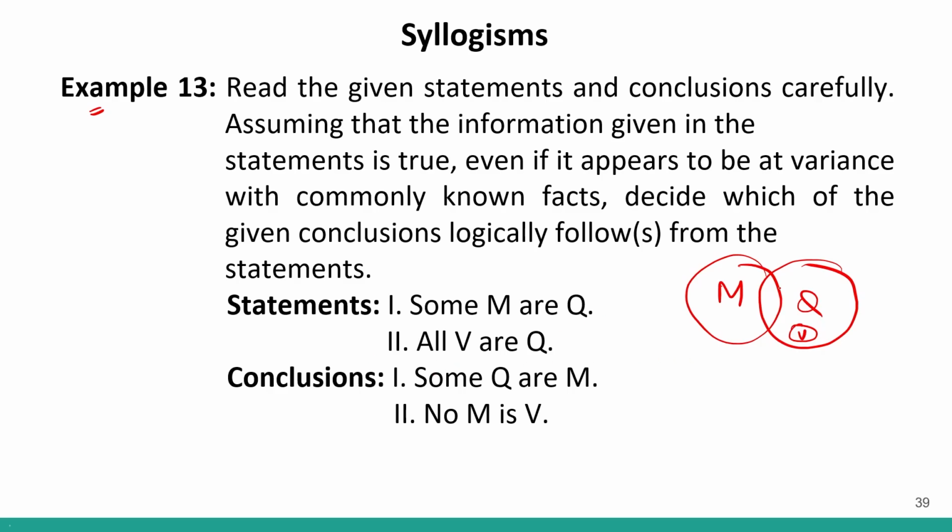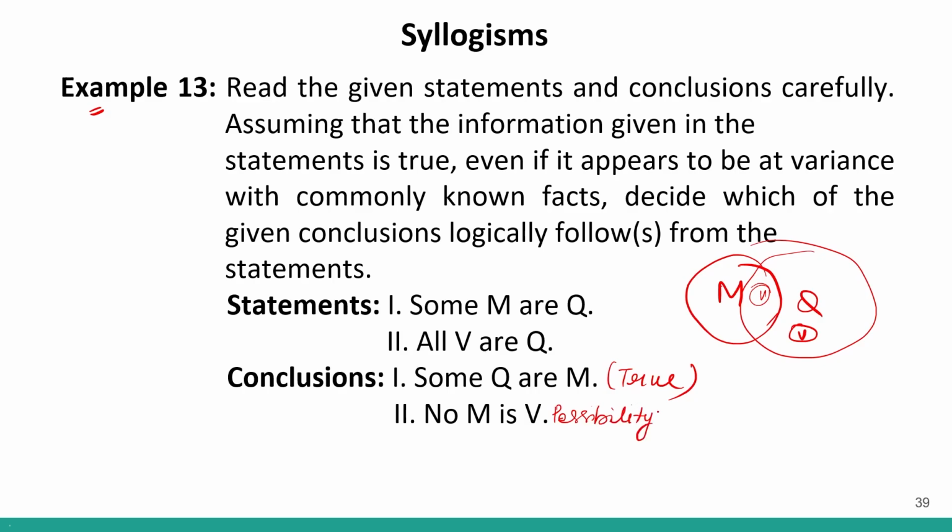First one says some Q are M. So I can clearly see this area which says that some Q are M. Therefore, this one is definitely true. Second one says no M is V. If I look over here, V can be here also. So this is basically a possibility. And we look at only definitely true statements. So this is false. If it was written no M is V is a possibility, then it would have been correct. But since the word possibility is not mentioned, it is false.